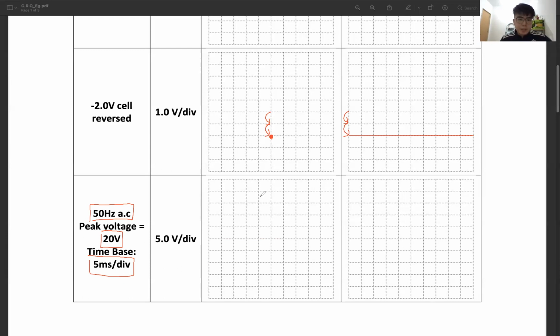The peak voltage is 20 volts. So means 5, 10, 15, 20. Over here, that's 20 volt. And then also to the bottom, 1, 2, 3, 4. Don't forget, it can go negative. So that is your cathode ray, like this. You will see a line, okay, like this.